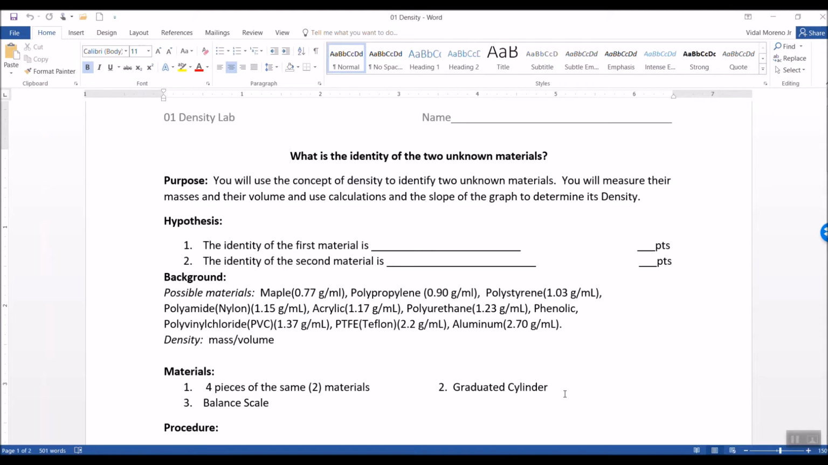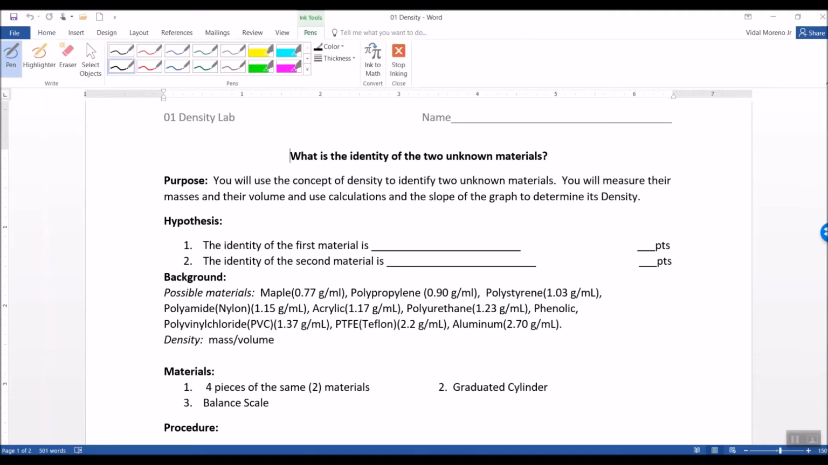First of all, for your hypothesis, obviously there is no way at the point in which you start the lab that you could know. Maybe you can. I mean, if it looks like wood, it's probably maple. Maybe you can take a good guess, but a hypothesis is just a guess. So please, just take a guess. All I want is to see a guess. I don't care if you're right or wrong. All I want is a guess.